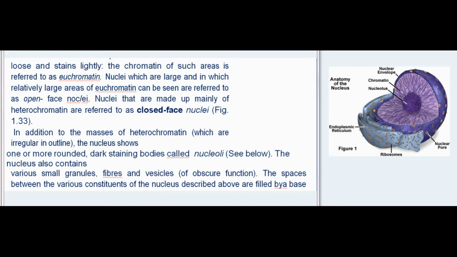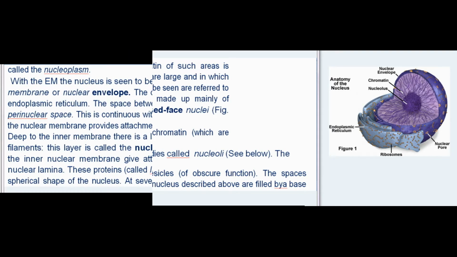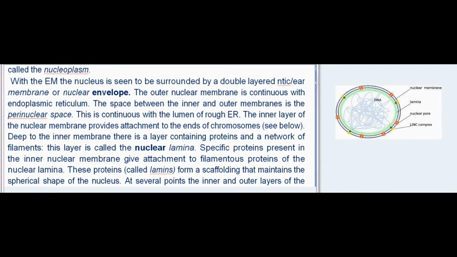In addition to the masses of heterochromatin, which are irregular in outline, the nucleus shows one or more rounded, dark staining bodies called nucleoli, see below. The nucleus also contains various small granules, fibers, and vesicles, of obscure function. The spaces between the various constituents of the nucleus described above are filled by a base called the nucleoplasm. With the electron microscope the nucleus is seen to be surrounded by a double-layered nuclear membrane or nuclear envelope.